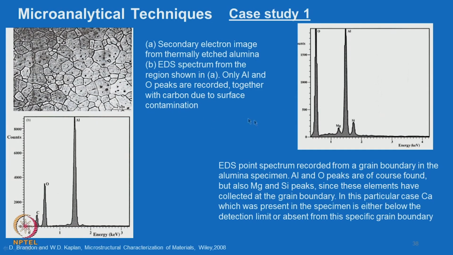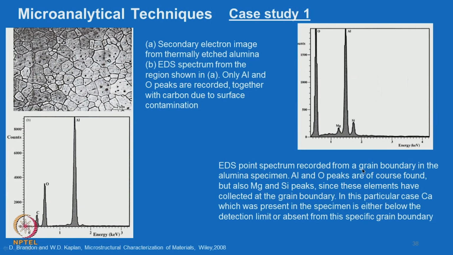And the other spectrum, which is taken on the same sample, shows a peak of oxygen, magnesium, aluminum and silicon. So, you should wonder why the difference between these two. So, let us read this caption first.